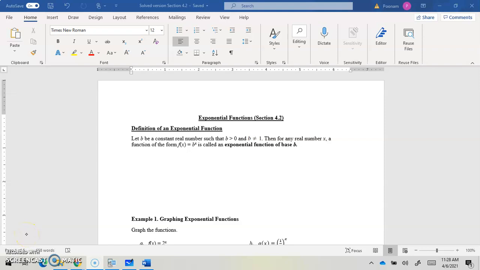Hello, today we are starting exponential functions. It's section 4.2 in your book. So first of all, let's define exponential function.